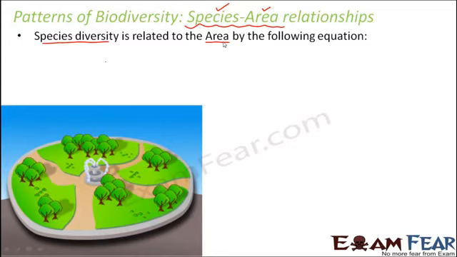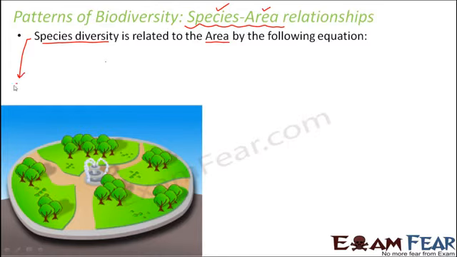Now, before we talk about the equation which gives us a relation between the two, we should be clear about what we exactly mean by species diversity. Species diversity basically talks about the richness of species. That means how many different species exist in a particular area.